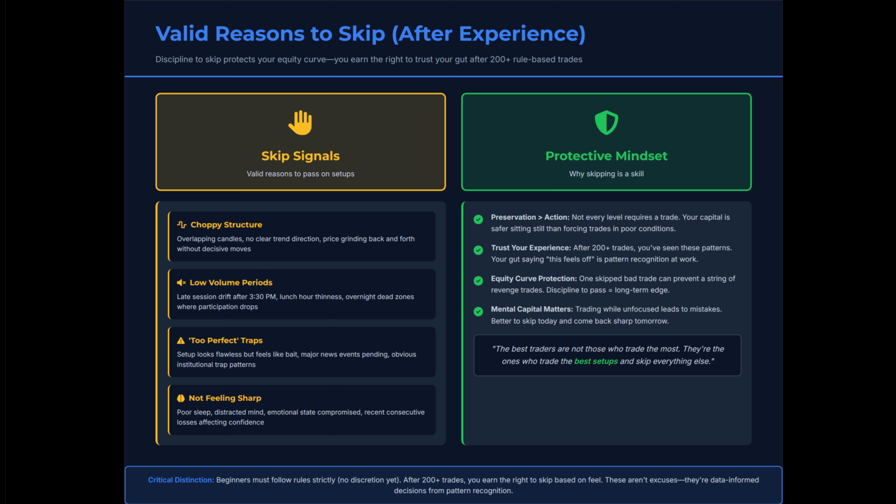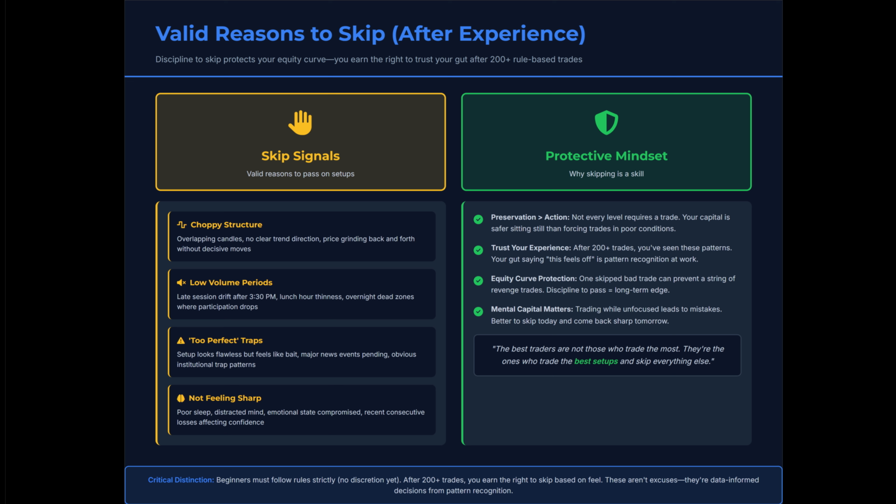This is especially important after consecutive losses. 3 losses in a row can trigger revenge trading, the urge to force trades to recover quickly. But revenge trading is emotional trading, and emotional trading destroys accounts. The disciplined response is to step away, review what went wrong, and come back the next day with a clear head. The protective mindset: why skipping is a skill.